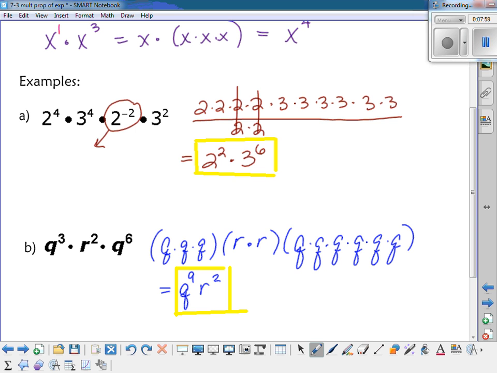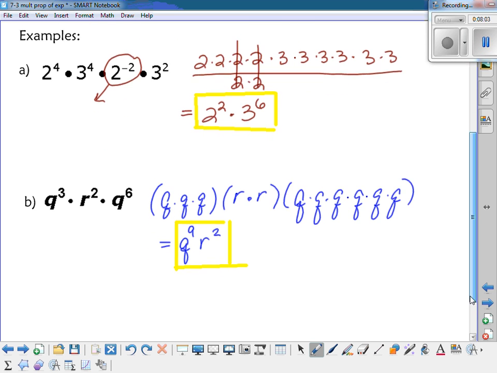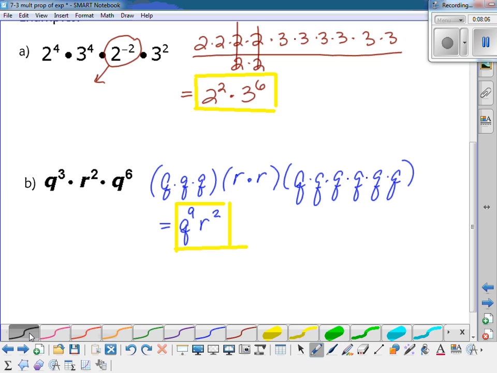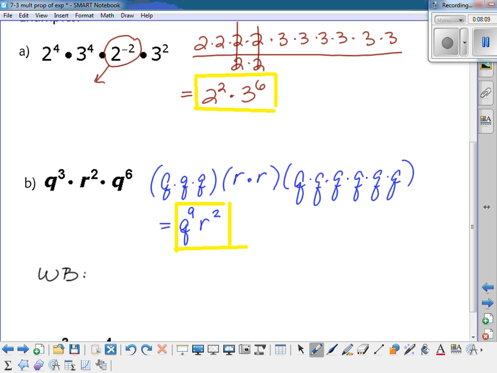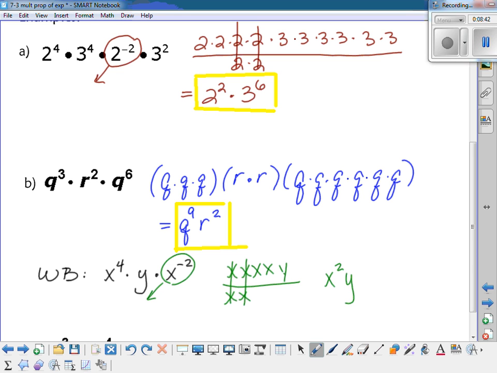You guys ready to try one on your own? All right, so on your whiteboards, we've got x to the 4th times y times x to the negative 2. All right, so we've got x to the 4th on top and a y on top, and then we had to move the x squared to the bottom, and so we have 2 x's on the bottom. So if you cross out what's the same, we're left with x squared y. And it looked like most of you had that. You got it. Good job, Ronnie.